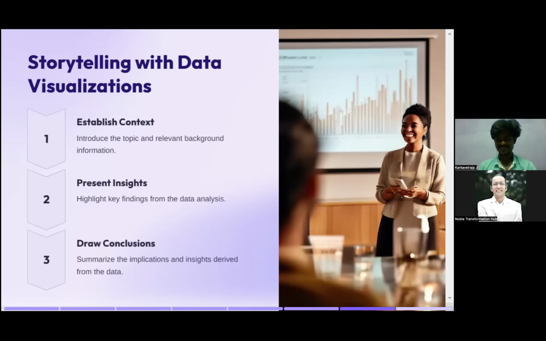So here, how can we apply that as a data scientist, as an AI researcher, to make the boring numbers very interesting through storytelling. Establish context. You have to tell the context and introduce the topic, relevant background information. You can also tell a story which is relevant to the data, and then people can relate.